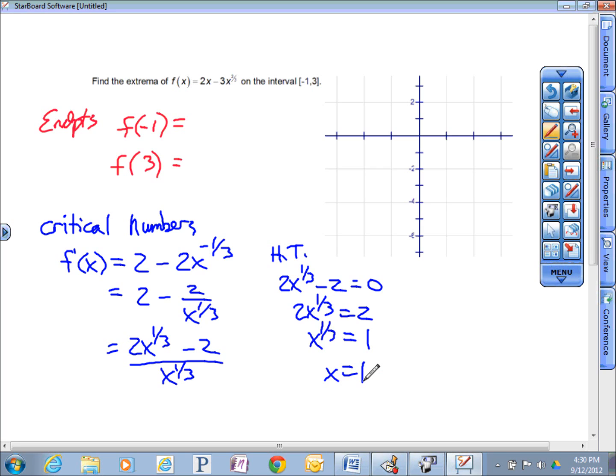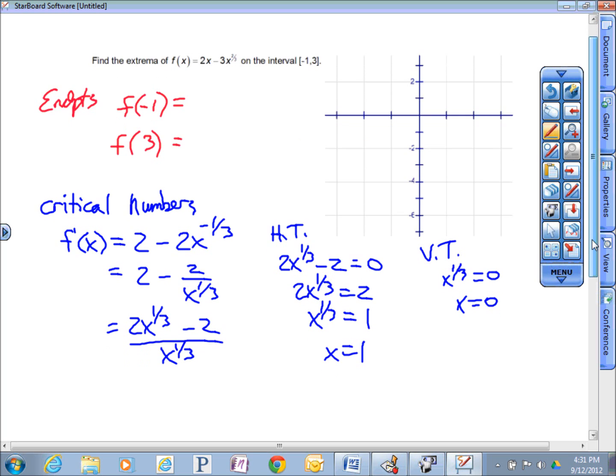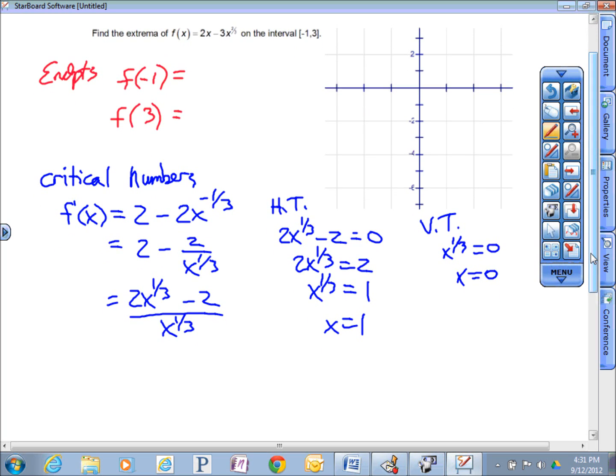And if I wanted to find my vertical tangents, I'd set the denominator equal to 0, x to the 1/3 is equal to 0, cube both sides, x would be equal to 0. So here are your places where you might have maxes and mins. You might have a maximum at x equals -1 or x equals 3 because those are your endpoints. You might also have a maximum or a minimum at f of 1 because that was one of our critical numbers, or f of 0 because that's one of our other critical numbers.